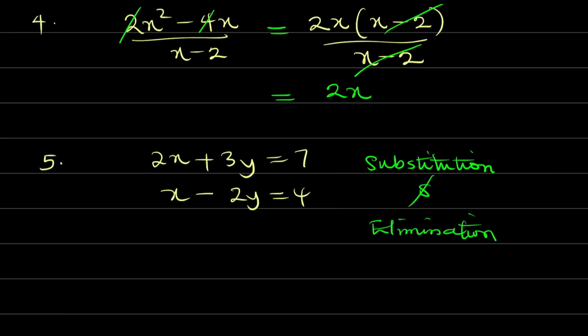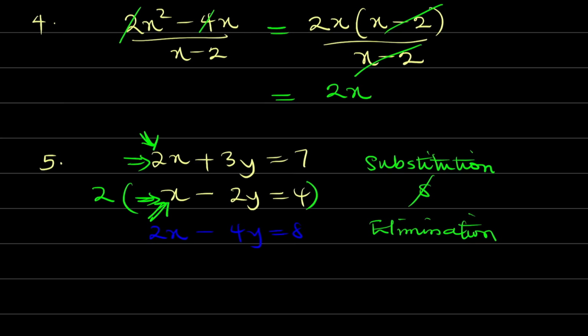And as you can see, the coefficient of x in the first equation is 2, while the coefficient of x in the second one is 1. For me to eliminate any of the variables, x or y, I must make sure that the coefficient of such variable are the same. What I mean by this is, if this is 2, then we have to find a way to make the second one also 2. And to do that, I'm going to multiply through by 2, so that this second equation becomes 2x minus 4y is equal to 8.